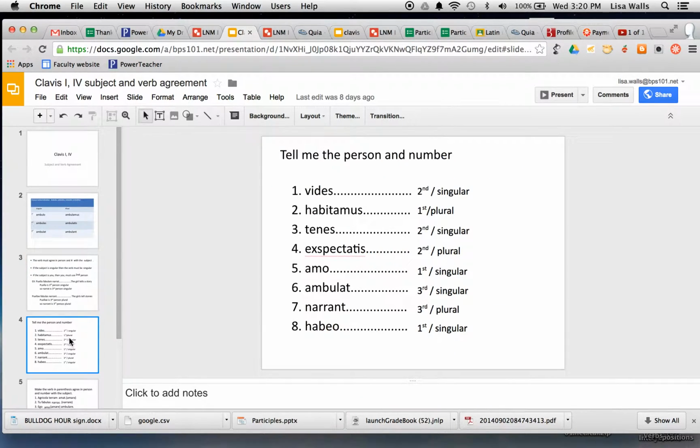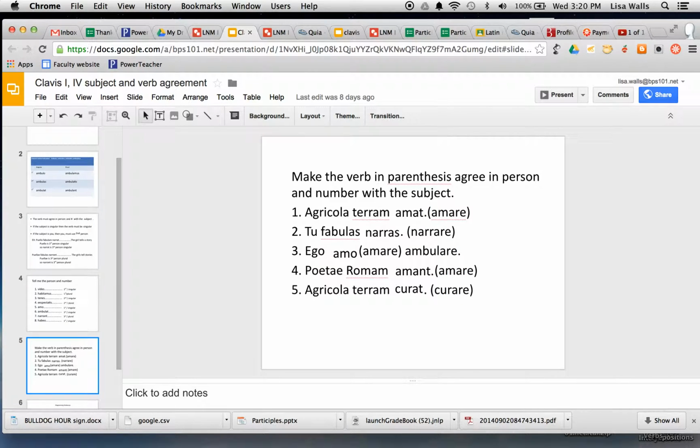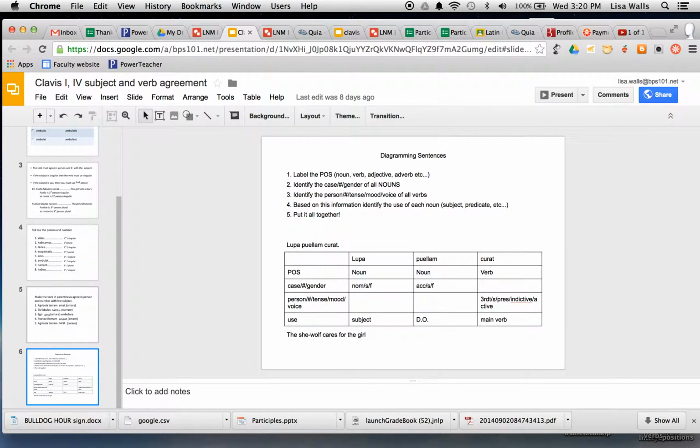Okay, then you can come back to this presentation if you want and take a look at what person and number each of these were. Remember, this is just the O/M, S, T, MUS, TIS, NT stuff. And then you can try those sentences out again if you'd like. We diagram sentences, so feel free to basically take a look at those as well again.